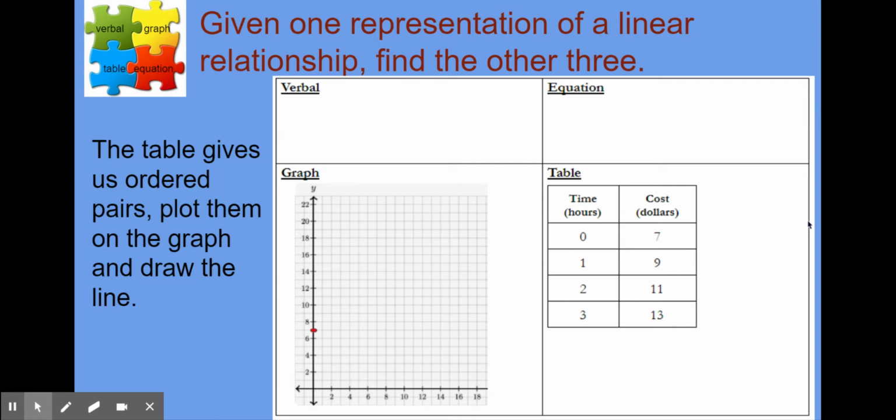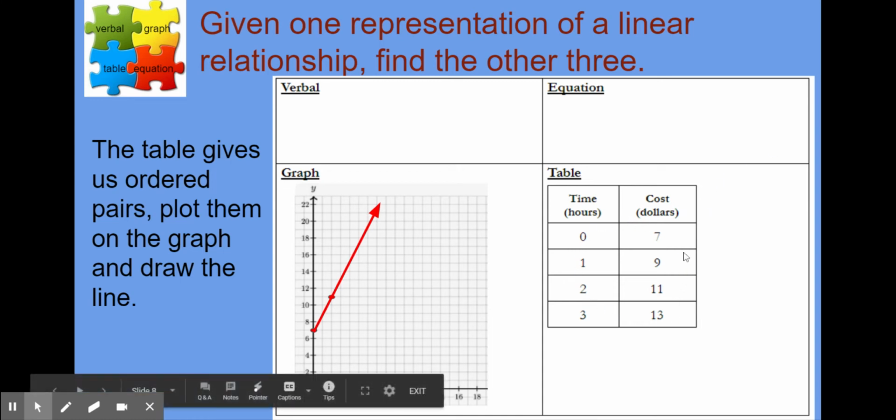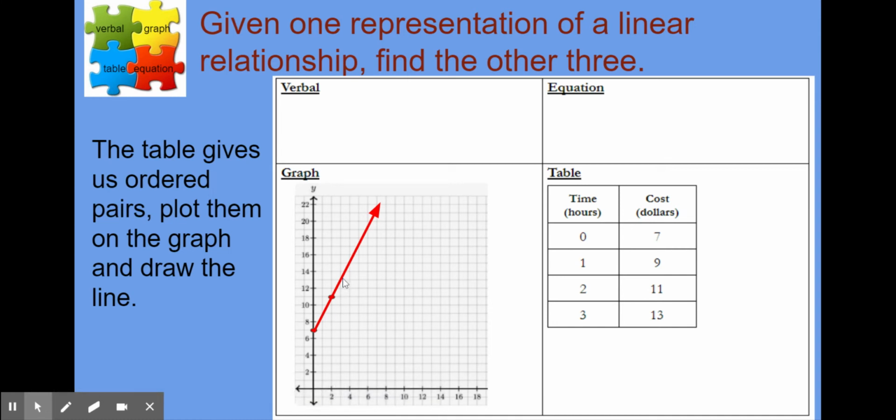So 0, 7, 1, 9, 2, 11, and I'm going to go ahead and draw my line. Now, even though I've got 4 points on the table, I only plotted 2. 1, 9 is going to be right here on the line, and 3, 13 is going to be right here on the line. So as long as my line crosses that place, then I'm going to be okay.